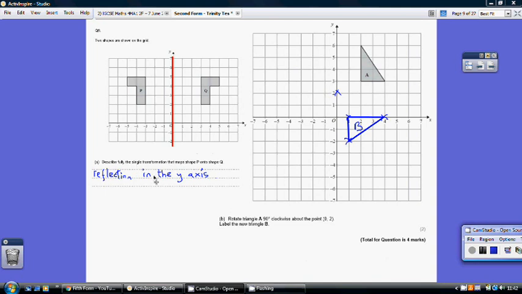Question 9. So this is just a reflection in the y-axis. You can see that it's just reflected over, and all the points are the same distance away from the mirror line on either side of the reflection.